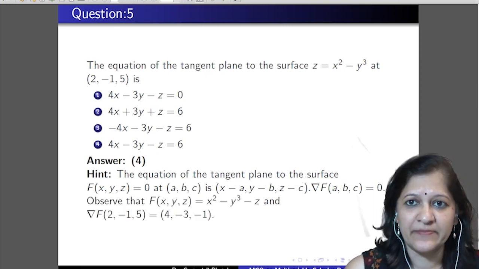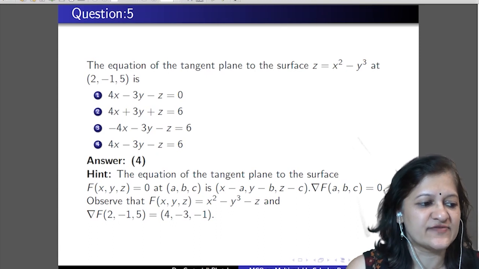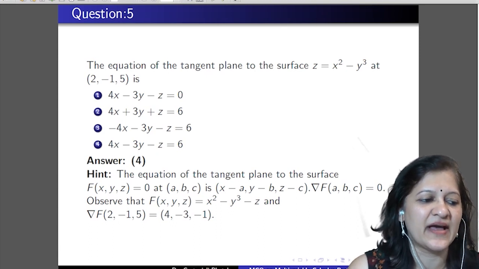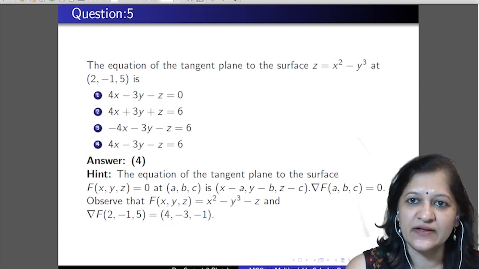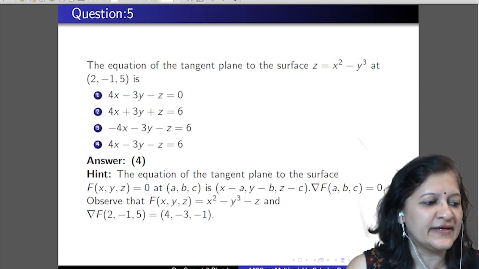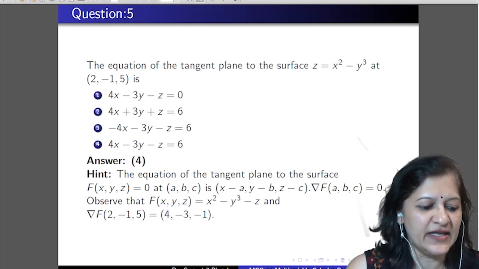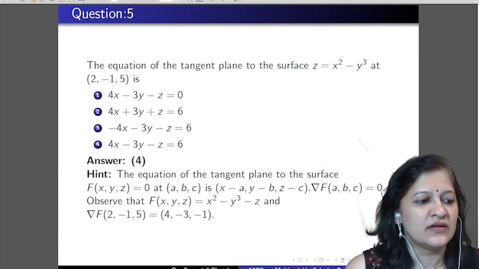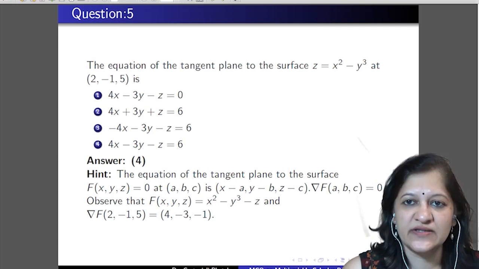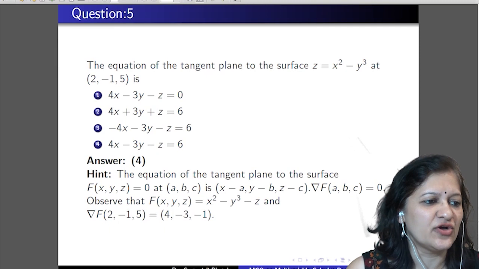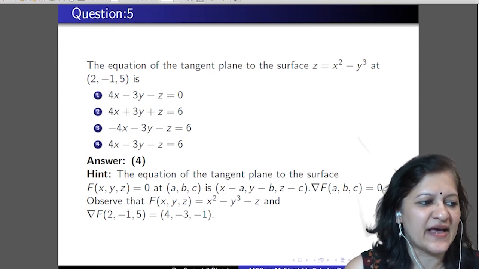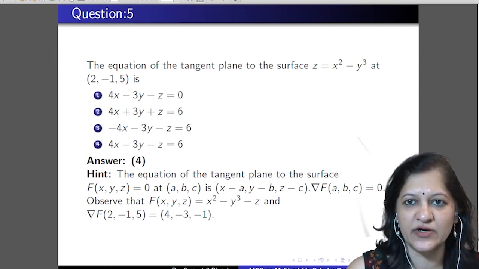Now in this example, the function F of x, y, z equal to x square minus y cube minus z, and then you find grad f at the point (2, -1, 5) and that is (4, -3, -1). Now you substitute these values in the equation and you will get the final answer as the equation of the plane is 4x minus 3y minus z equal to 6.